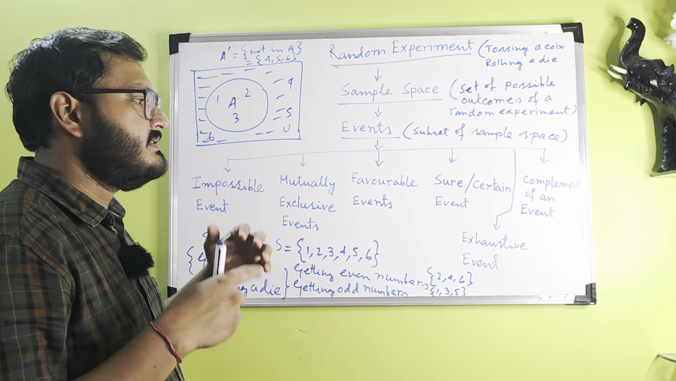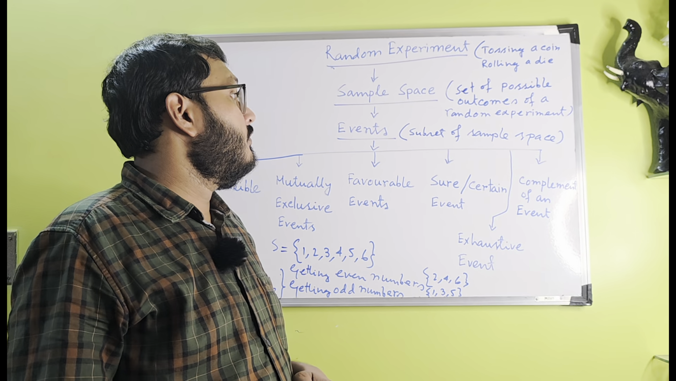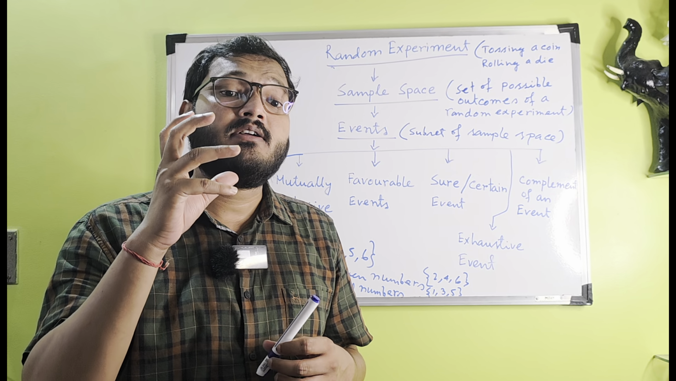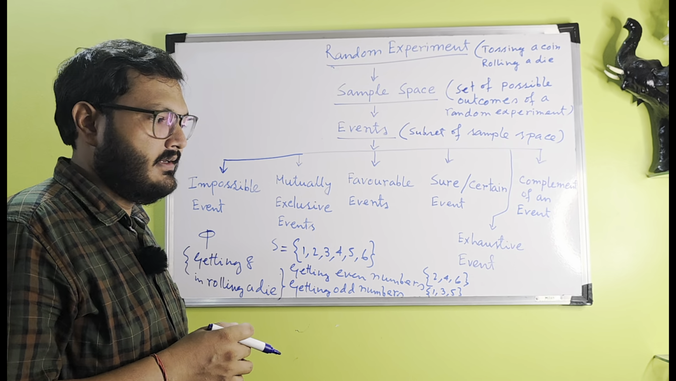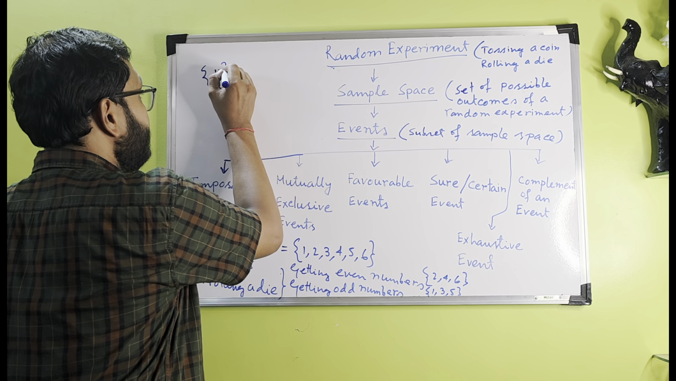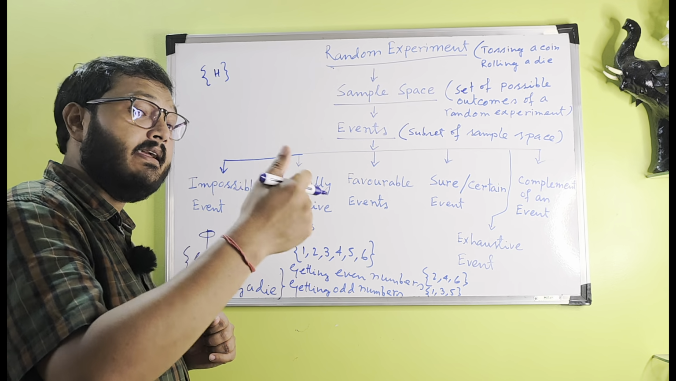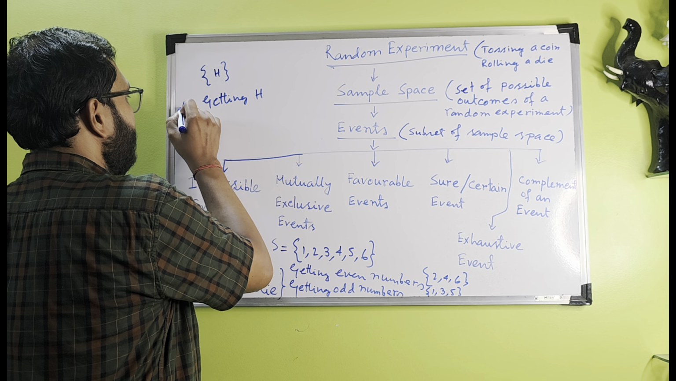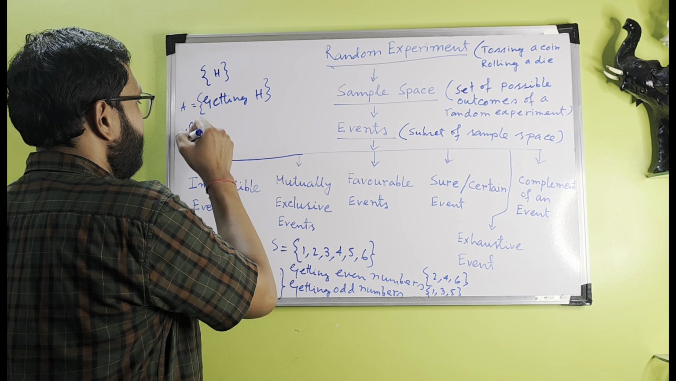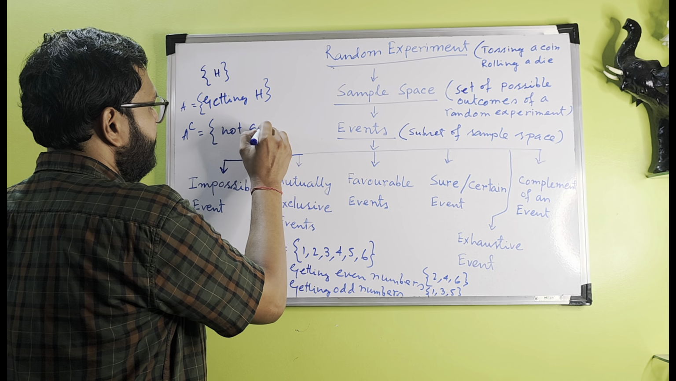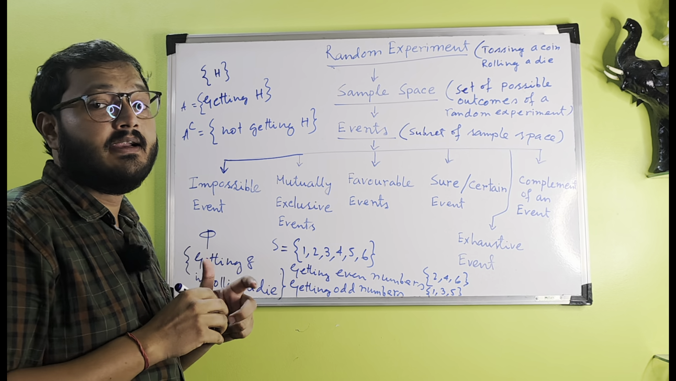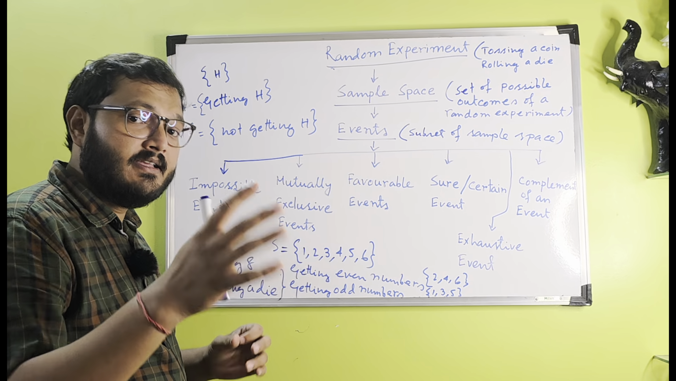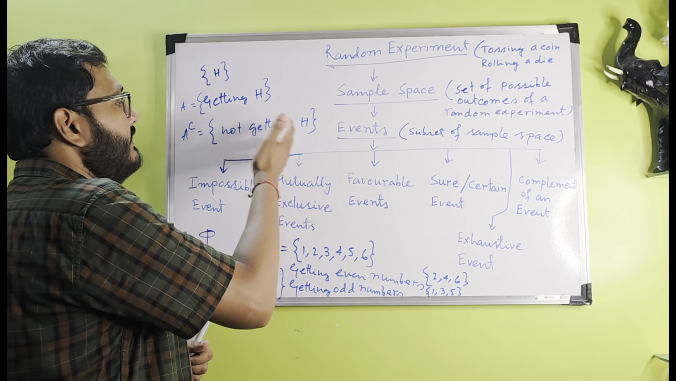Complementary set. Same thing here. If we understood what is the complement of a set, here we will understand what is complement of an event. If I toss a coin, getting head is an event A. Its complement event, A bar or A prime, is not getting head. So getting head is an event, and its complement is not getting head. Don't say that tail. Yes, we know that it's tail, but the complement of an event is not getting head.